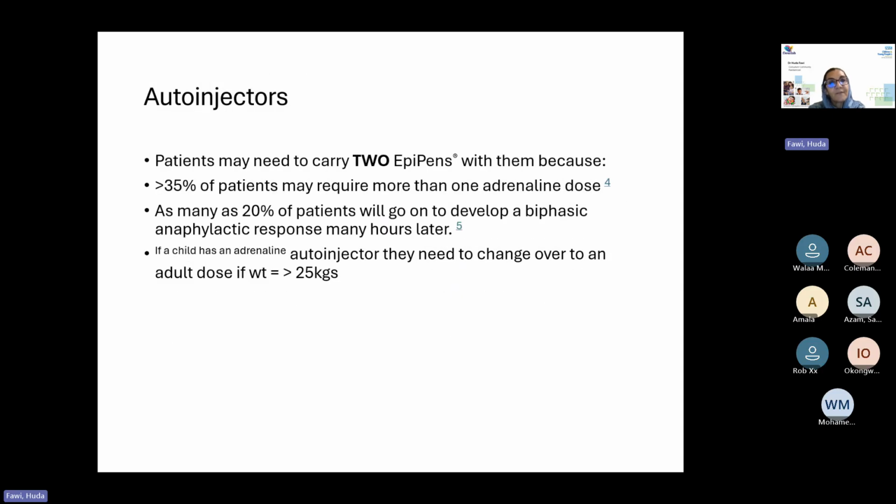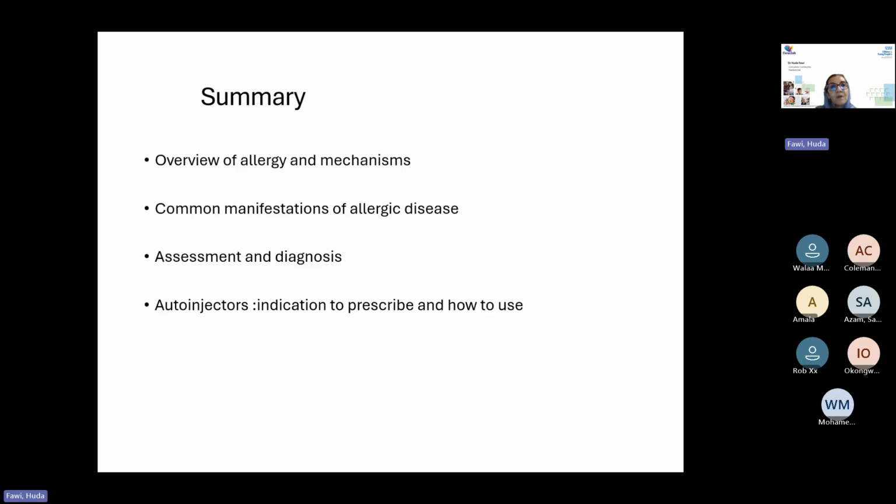Make sure that they have 2 EpiPens, because 35% of patients may require more than 1 adrenaline dose, and as many as 20% of patients will go on to develop a biphasic reaction that may be many hours later. And remember to change the auto-injector if the child becomes 25 kilos, so the window is between 25 to 30 kilograms.